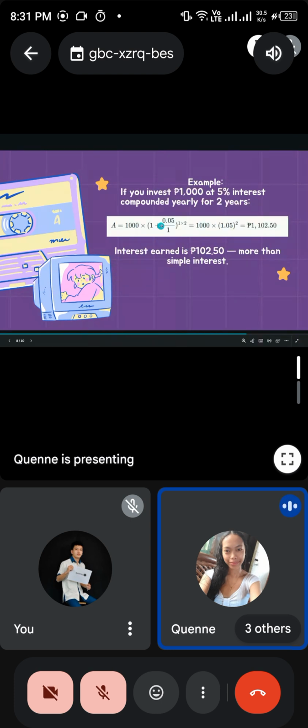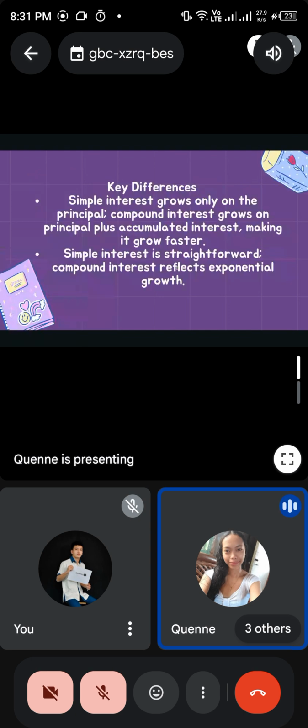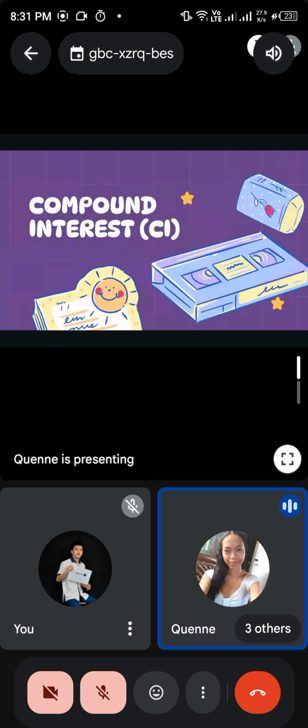So here's the example. If you invest 1,000 pesos at 5% interest compounded yearly for 2 years, we substitute the numbers: the principal and the given decimal of the percent. So we get 1,102.50 pesos, which is more than the simple interest. And that's all.